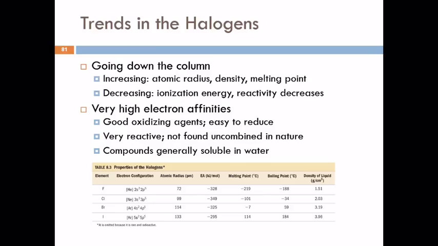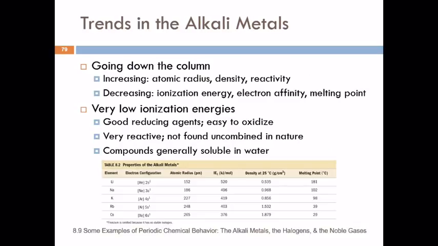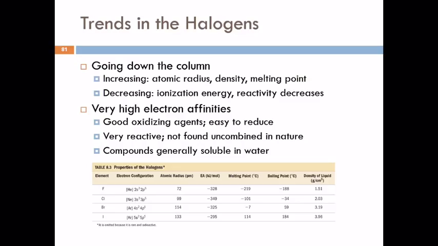In the halogens, as we go down the column, we see that the atomic radius increases, the density increases, the melting point increases. I think that's opposite. For the alkali metals, the melting point decreased going down. If you needed to predict the trend for melting point in the halogens, you could do that by looking at the periodic table, because we see that the ones at the top are gases at room temperature, bromine's a liquid, and iodine's a solid. So as we go down, the melting point is increasing.